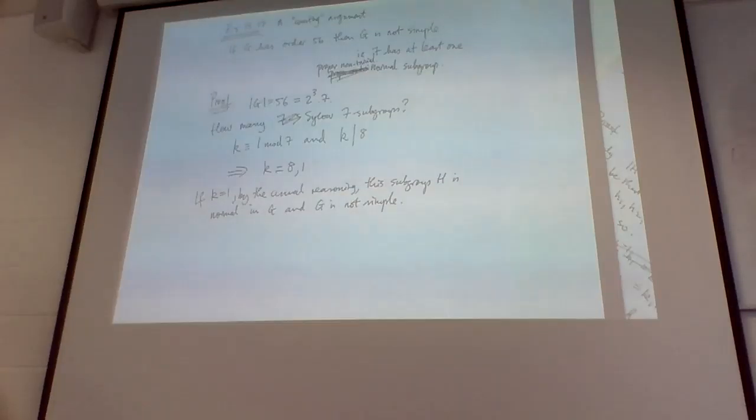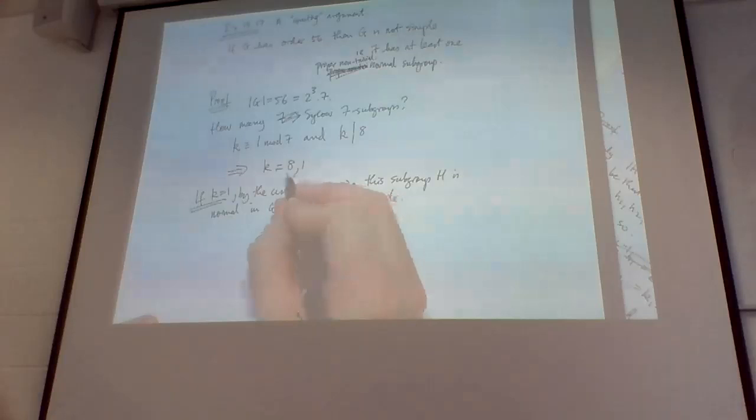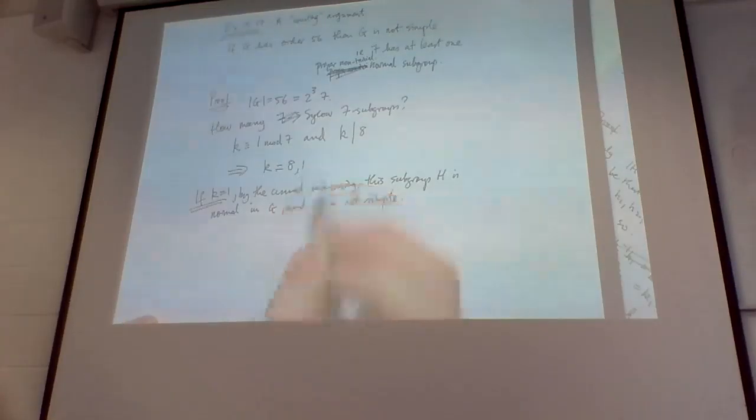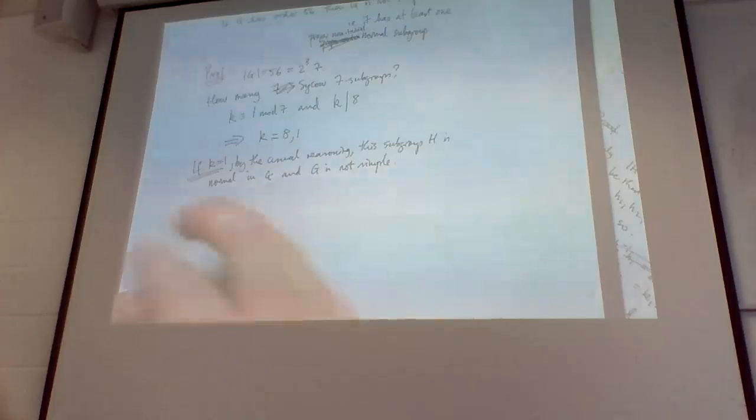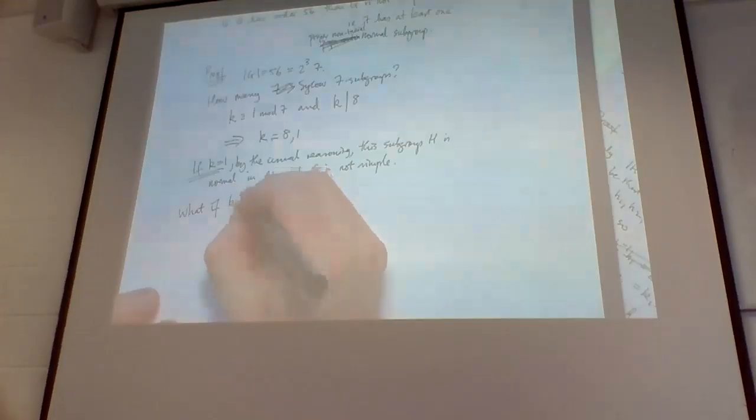Okay, so this applies generally. If there's only one subgroup of a particular size, it is normal. That's a good thing to remember. But this is if k equals 1. K does not have to be 1. What if k is 8? Remember, the goal here is to prove G is not simple. So k equal to 1, we get our goal. What if k equals 8?